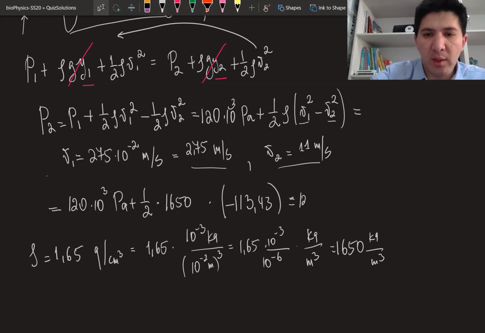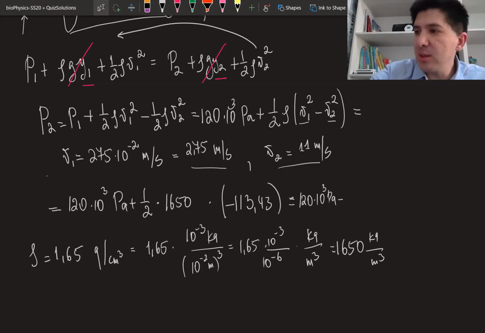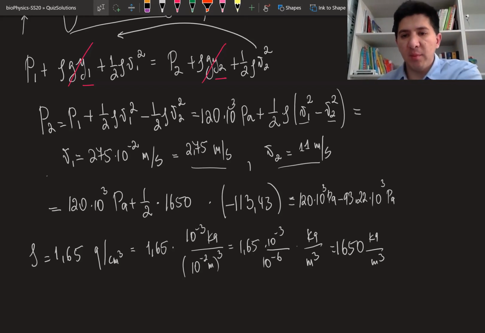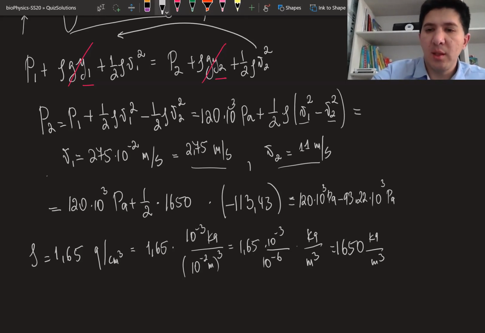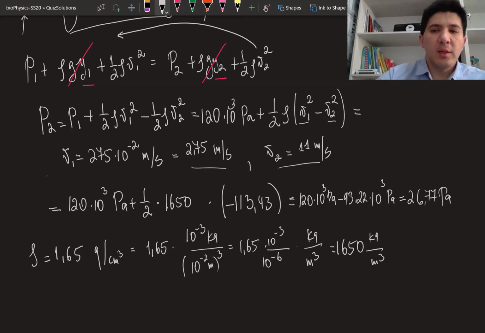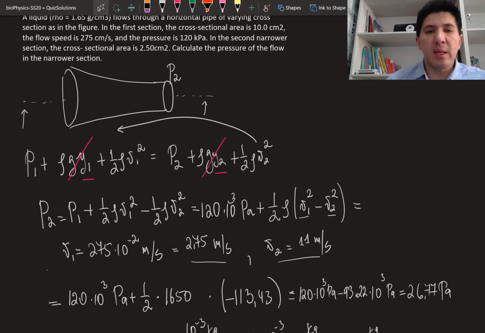So it's going to be 120 times 10 to the power of 3 pascals minus 93.22 times 10 to the power of 3 pascals. So if you subtract them, it's going to be 26,000. So it's going to be equal to 26.77 kilopascals. Good. So the pressure is decreased, right?